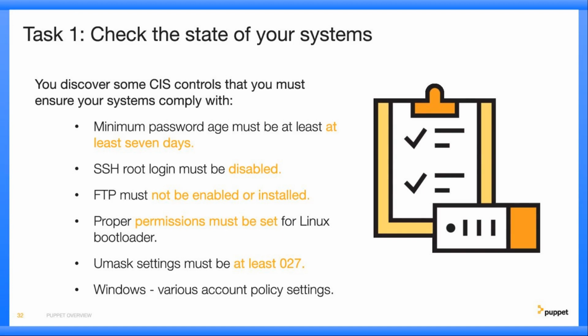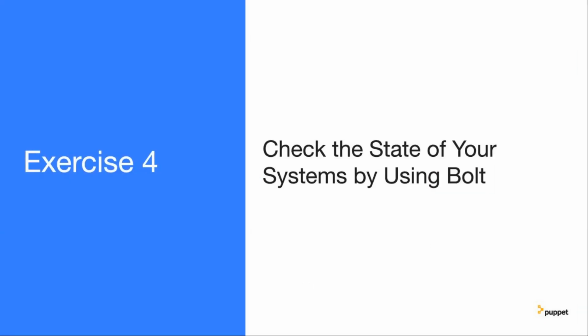Okay, so the first task, right? We're checking the state of the compliance for our systems. So you discover that there are some of the CIS controls that we need to comply with. Things like making sure that the minimum password age must be at least 7 days, as well as disabling the SSH root login, and ensuring that FTP must not be enabled, and proper permissions. So on Linux, the bootloader must be set, umask settings at least 27, and for Windows it could be many policy settings. So first off, checking the compliance state of your systems using Bolt.